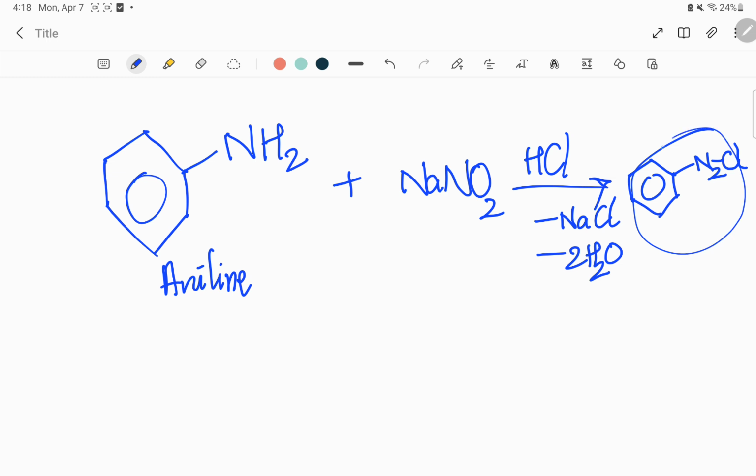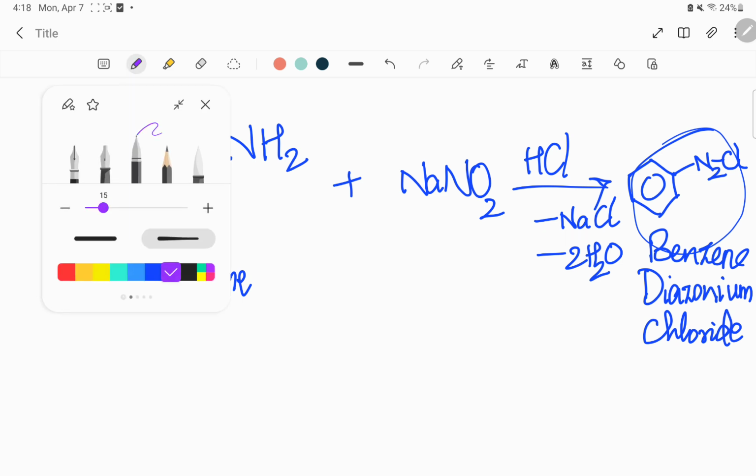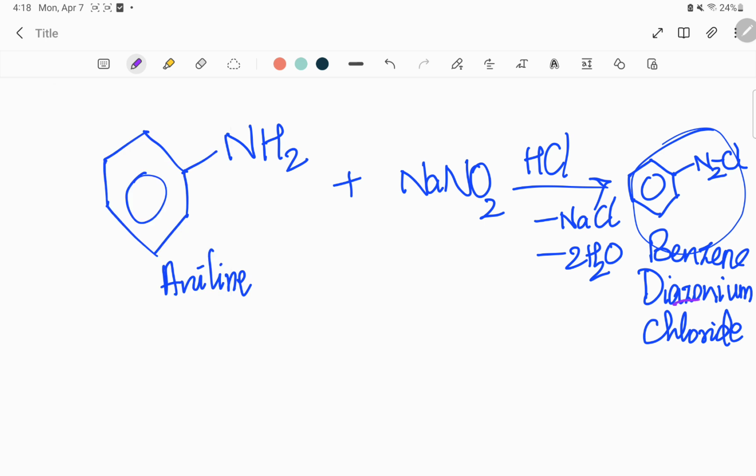Now, benzene with N2Cl is known as a diazonium salt, and this particular compound is known as benzene diazonium chloride. Benzene diazonium chloride is an example of a diazonium salt. So, azo actually refers to nitrogen. If you see, there are two nitrogens here. So this is diazo. That is why there is a diazo term in the name.